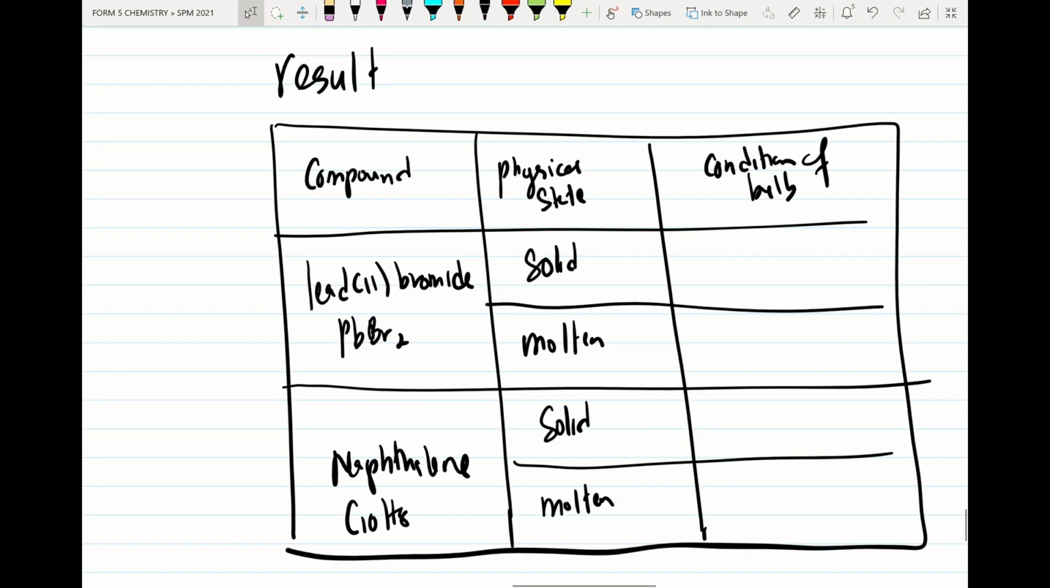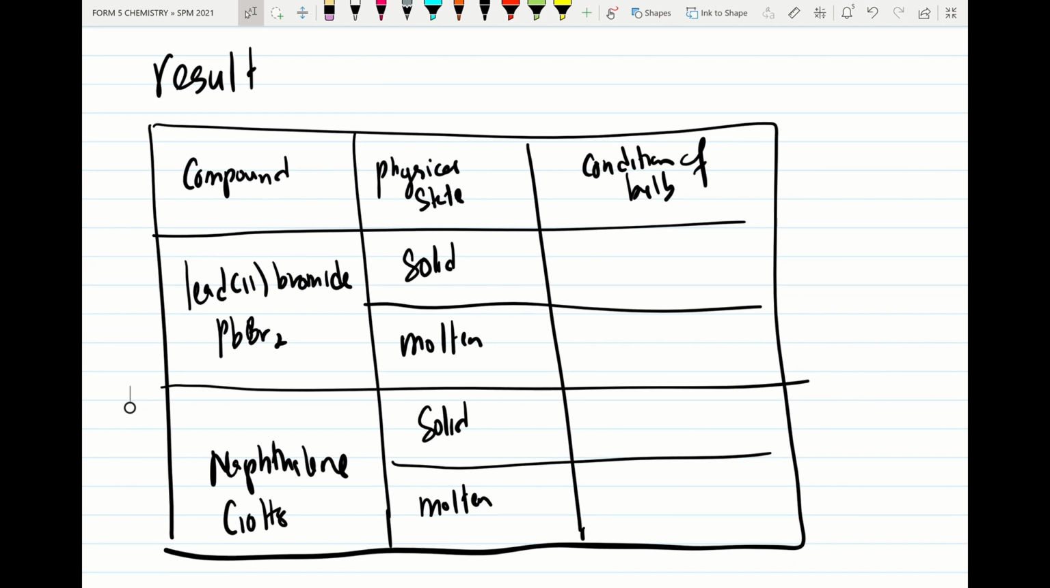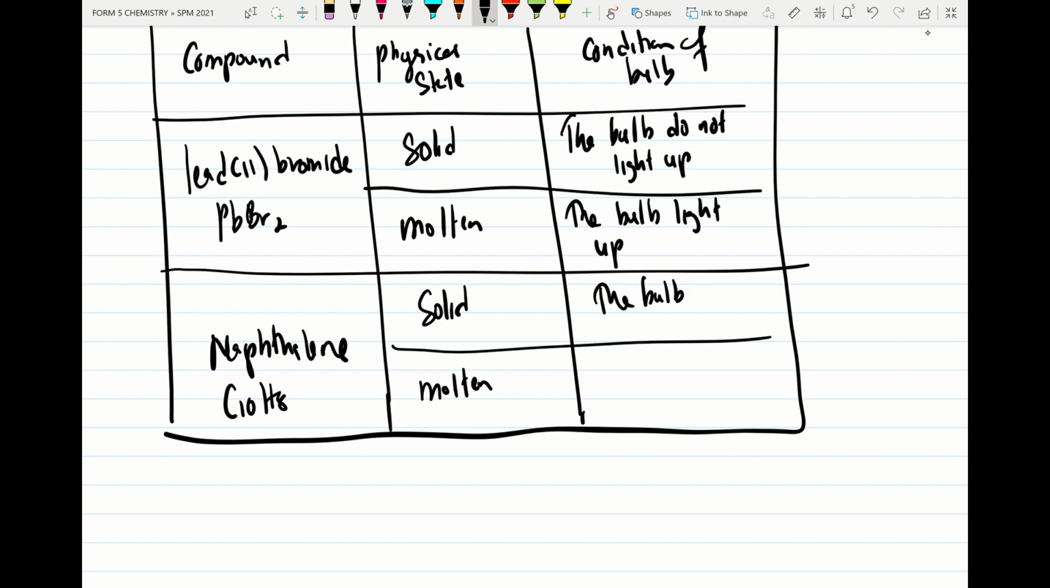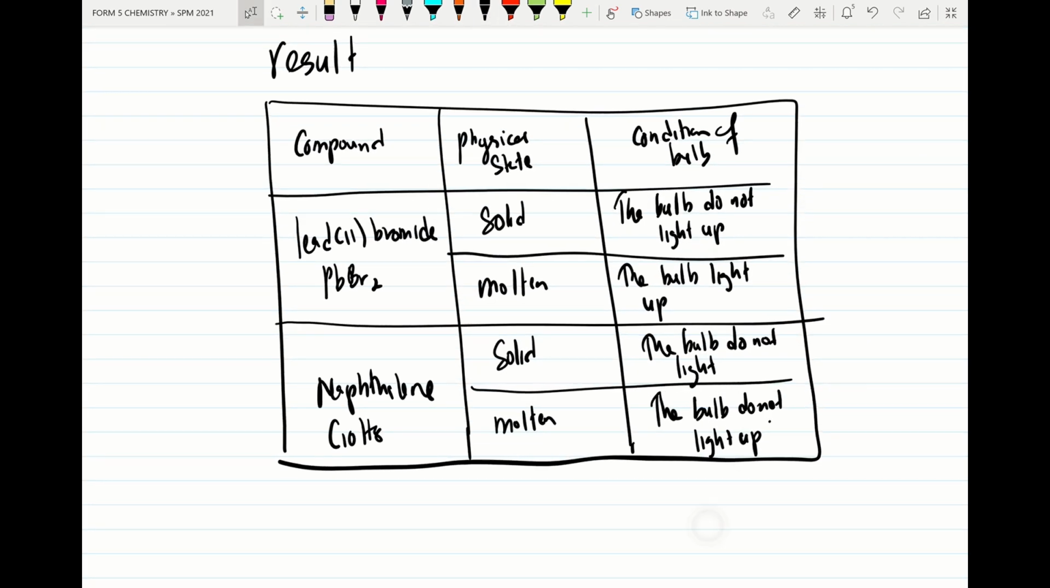Please remember, ionic compound can conduct electricity in molten and aqueous state, not solid state. So for solid, the bulb does not light up. For molten, the bulb lights up. For naphthalene, the bulb does not light up, because the compound exists as molecules. There is no freely moving ion to conduct electricity. So this is the observation or result that students should write.